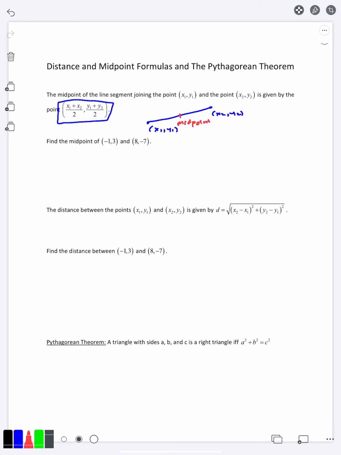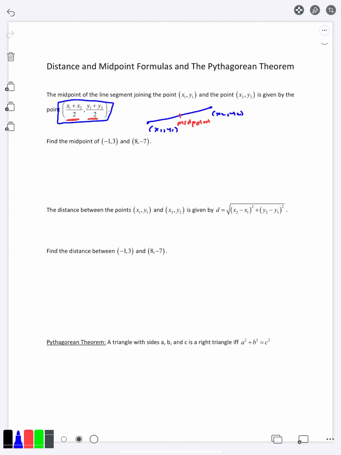And it turns out, in order to find the midpoint, it's as easy as just taking your x-coordinates and averaging them, and then taking your y-coordinates and averaging them, and that's going to give you your midpoint. So there's really nothing else to it here. Let's do a quick example.